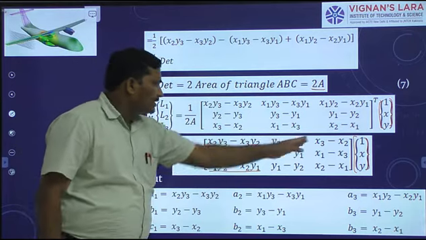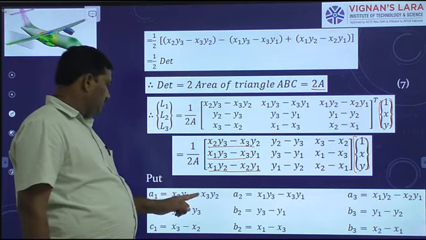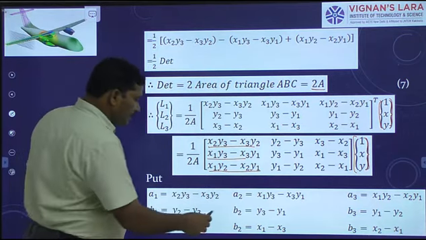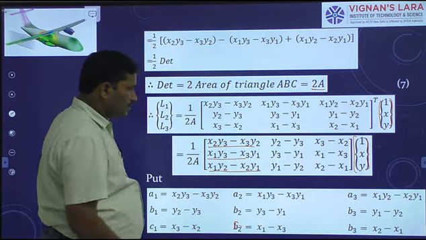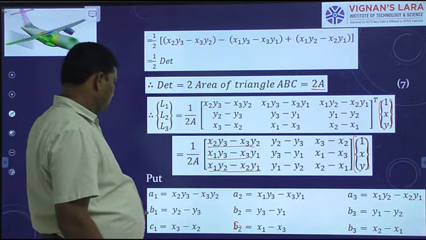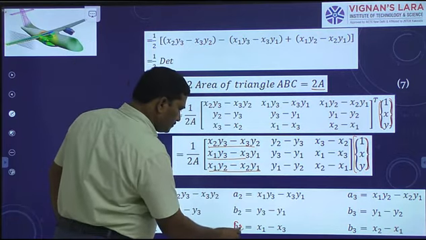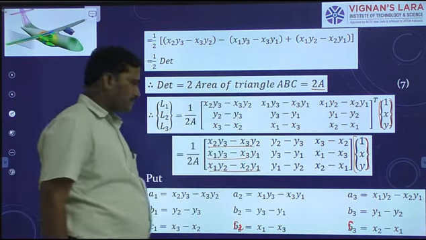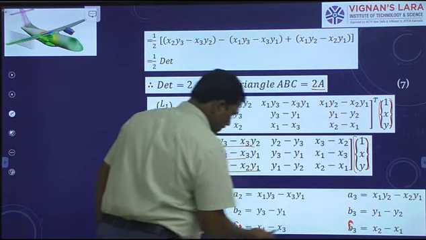Other elements I also define like this: b1, b2, b3, c1, c2, c3. So the matrix is A1, B1, C1, A2, B2, C2, A3, B3, C3. Make the correction: this is C2 and this is C3.